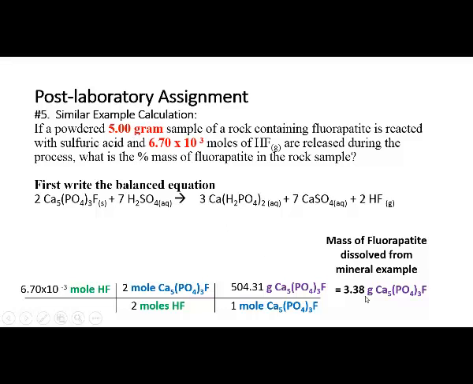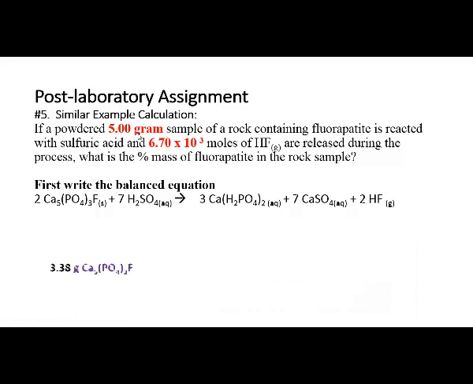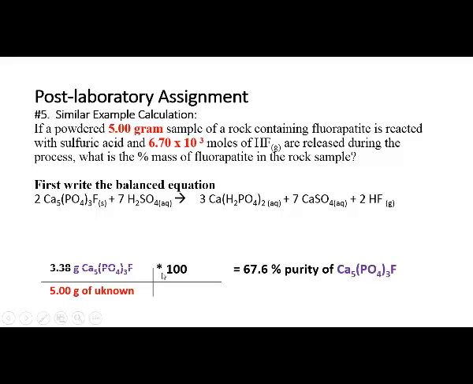So we can use these masses to calculate a percent purity of fluoroapatite in the mineral. So I had 3.38 grams of fluoroapatite in my original sample, divided by my rock sample unknown, which had a 5-gram mass before we dissolved the fluoroapatite out of it using sulfuric acid. So I take the amount of mass of fluoroapatite that we found from our analysis, divide by the grams of the original unknown mixture times 100. This will give me a percent purity. So I can calculate that there's 67.6% fluoroapatite by mass in the rock sample.